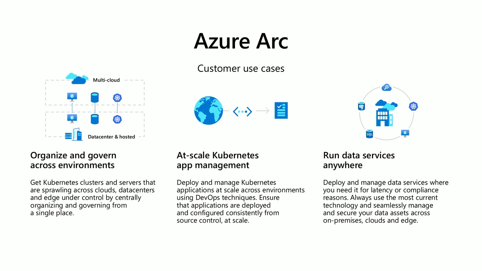In fact, I had someone come up to me yesterday who said, Arpan, I have a lot of servers. I have them on premises, I have them in Azure, and I have some in AWS. So how can I look at all my servers? Well, now you can. You can organize them, you can tag them, and you can do all of that right in the Azure portal. The second one is at-scale Kubernetes App Management.